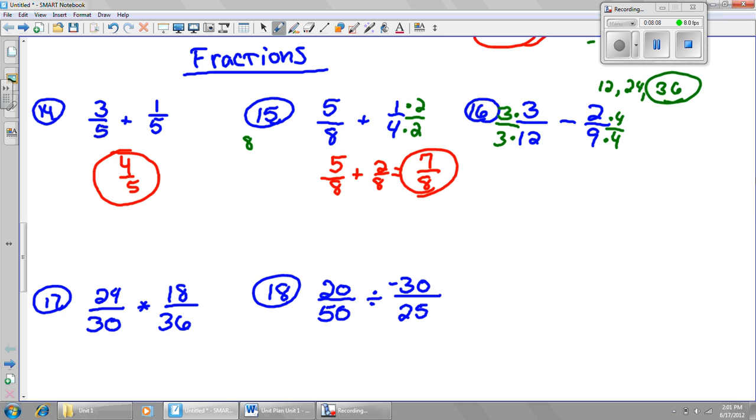Okay, my new problem becomes 9/36. How did I get 9? 3 times 3. Minus 8/36, which ends up being 1/36. Now, it didn't happen on either of these 3 problems, but I always want to look to see if my final answer can simplify. Because if it can, I need to simplify it or I won't get full credit.